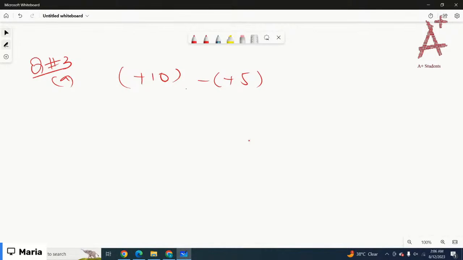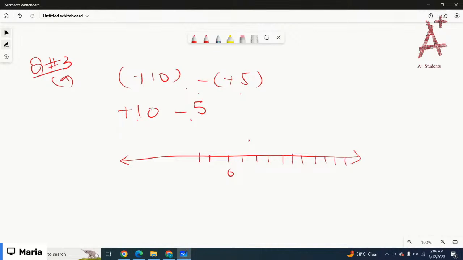So you are going to subtract a positive number. Subtracting a positive number is same as subtracting, like it is +10 and -5. Let's draw it on the number line. 0, 1, 2, 3, 4, 5, 6, 7, 8, 9, 10. So you have to go from 0 to 10, +10.